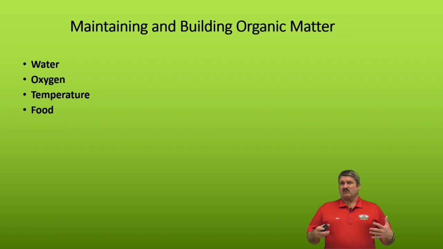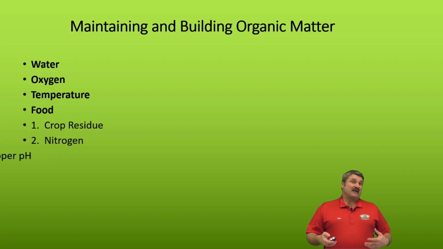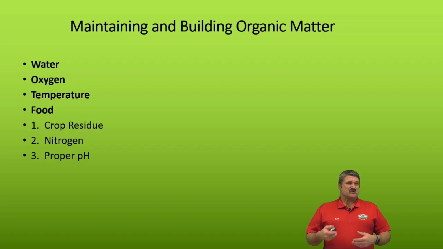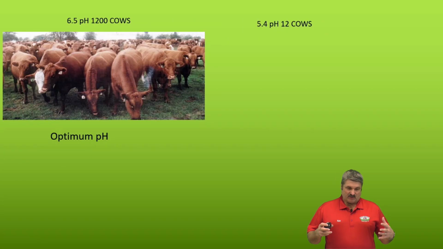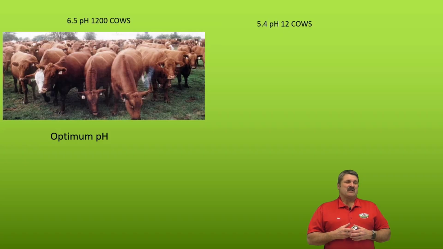Maintaining and building organic matter, and we talked about that being where we need water, oxygen, temperature, food out there. When we talk about food, we're talking about crop residue, we're talking about nitrogen out there, and we're also talking about proper pH as far as what triggers the mechanisms to build that organic matter in the microbial population. So we think about microbes in the soil, and we say that in a well-conditioned soil, there'd be about 1,200 head of cows on an 80-acre field. At 1,000 pounds apiece, that would represent the mass of bacteria that we have out there. That's in an optimum pH situation.